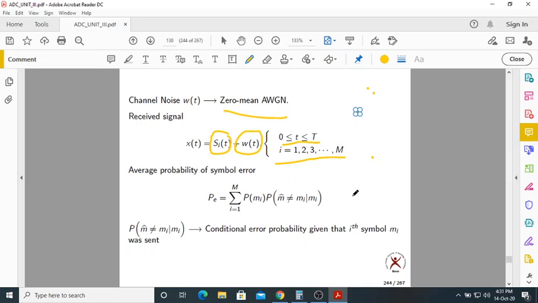Now, the average probability of symbol error. Can you think of what is error first of all? What is the probability of getting error? We'll talk about this later. It is not correct to discuss it at this point of time. But just remember this formula, just try to understand this formula. I'll explain this a little bit later.